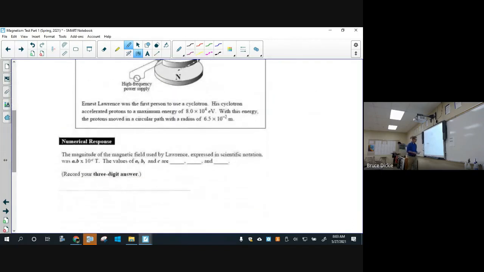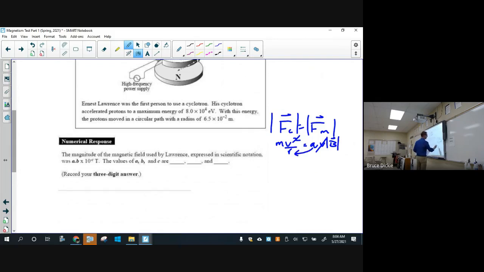Now, how do we do this? Well, this is the one that comes down to FC is equal to FM. We might have tried that in the previous question, but we ended up having too many unknowns. Well, let's try it in this question. mv squared over r is equal to qvB. We're looking for the value of the magnetic field. First, we cross off one of the v's, and we take the q down by dividing. So B is equal to mv over q times r.